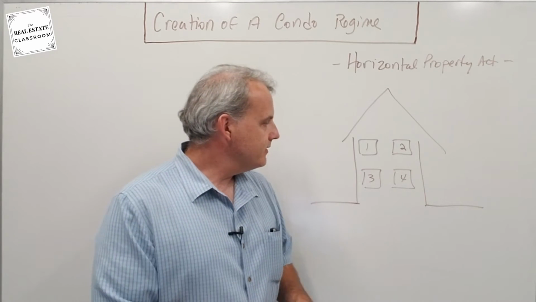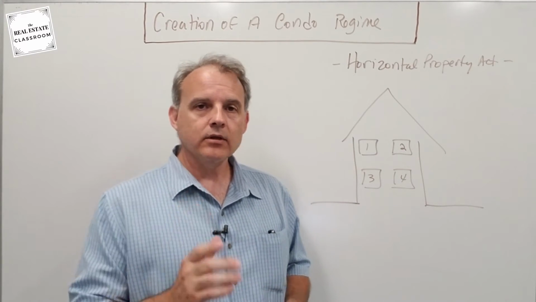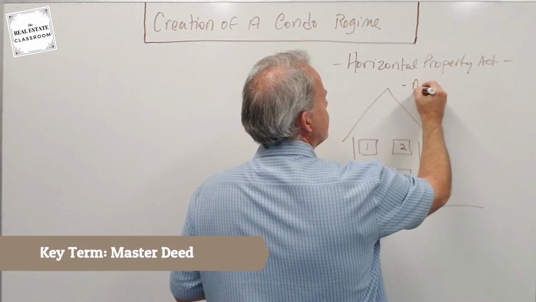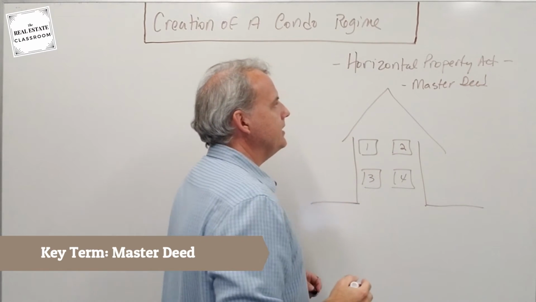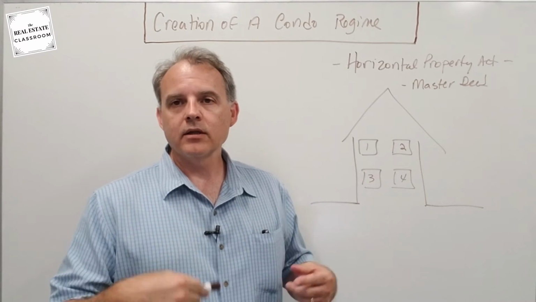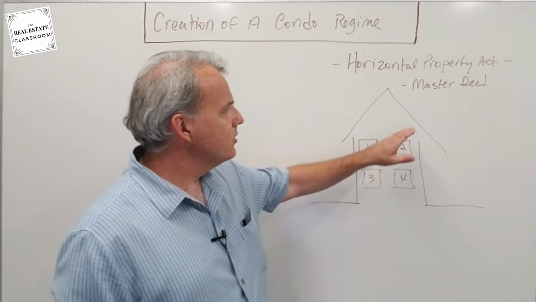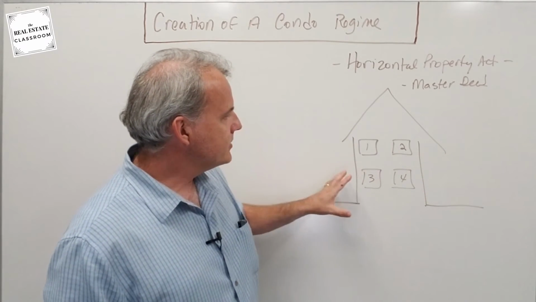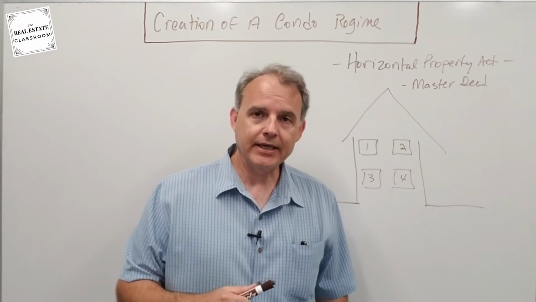Now, if I'm the developer of this condominium regime, I am going to file down at the local county courthouse what's called a master deed. And remember when we talked about deeds, the deed is proof of transfer of title and the quality of the estate and so on and so forth. But it's a little bit different than a different type of deed. A master deed is specifically intended for the creation of a condominium regime.